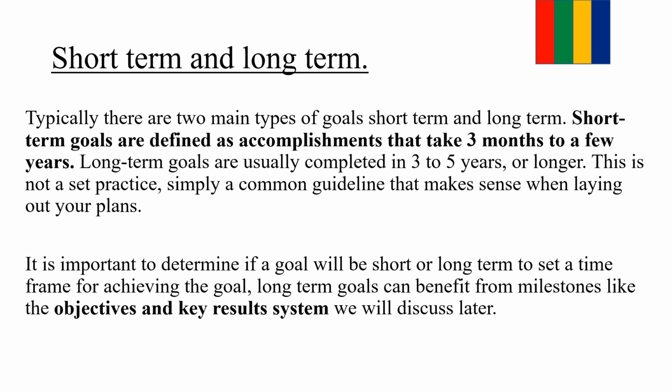Short-term goals are defined as accomplishments that take 3 months to a year to complete. In contrast to this, long-term goals are usually completed in 3 to 5 years or longer. This is not a set practice, simply a common guideline that can make sense when laying out your plans for your business. So it's important to determine if a goal will be short or long-term to set a time frame for achieving the goal. Long-term goals can benefit from milestones, such as seen in the objectives and key results system that we will discuss later.